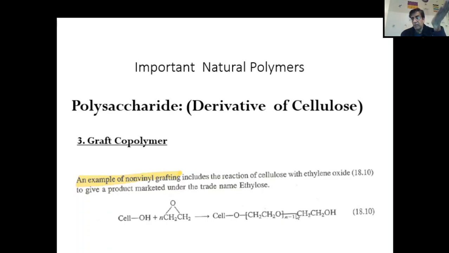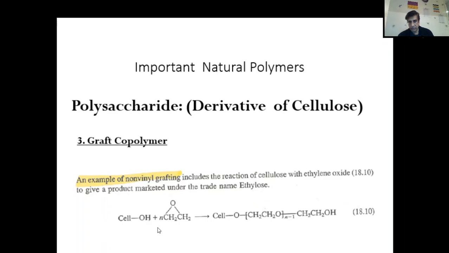Okay, but now we want to show the chain continuing. That's why we are writing here n-1, and we are showing one more unit outside. Now this will attack another monomer, and that's how the chain will continue to grow. And whatever monomer you introduce, the property of this monomer will change or modify the property of the cellulose, and this product is called ethylose.